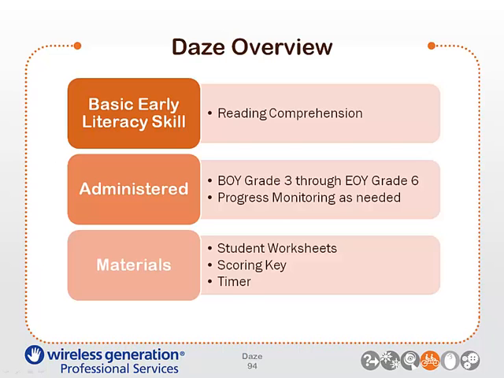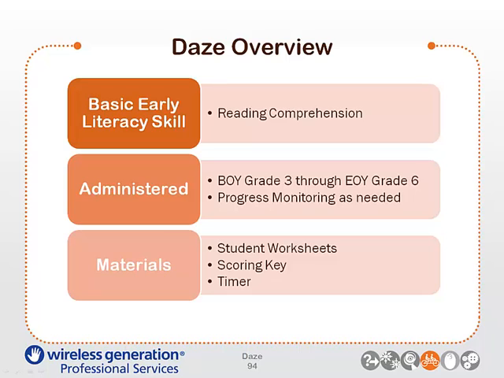The great thing about Daze is it can be administered individually, in small groups, or to a whole class at once. Students silently read and circle the word choice which best replaces the omitted word. Students complete the assessment independently and silently. Students' Daze results are entered on the web. Scores are automatically tabulated. There are student worksheets, scoring keys, and a timer for the materials that are needed.